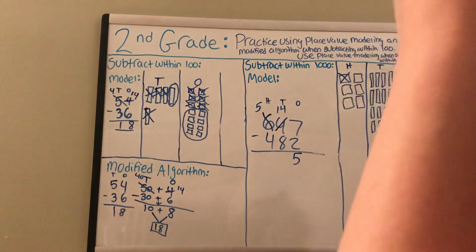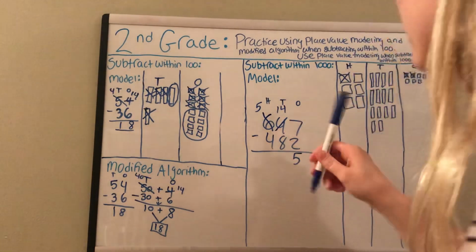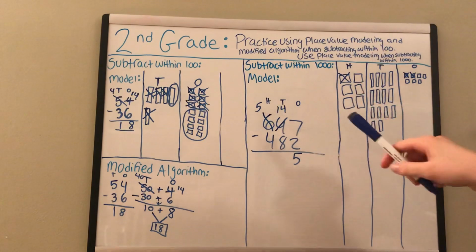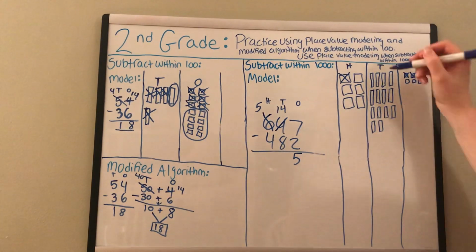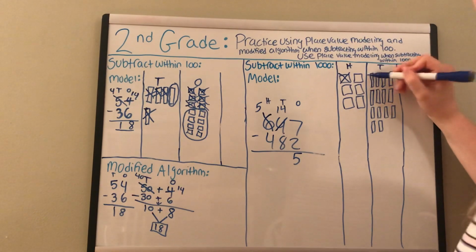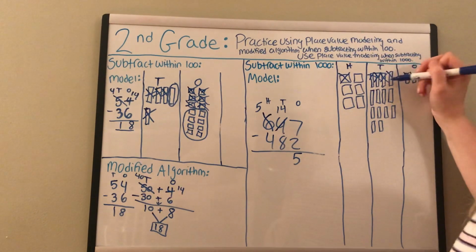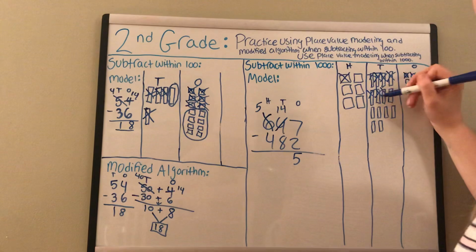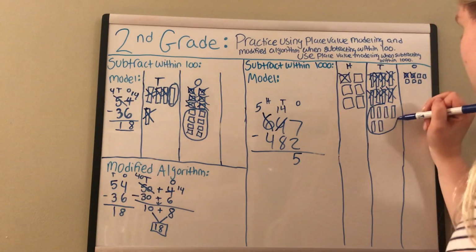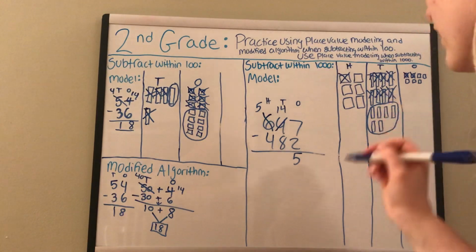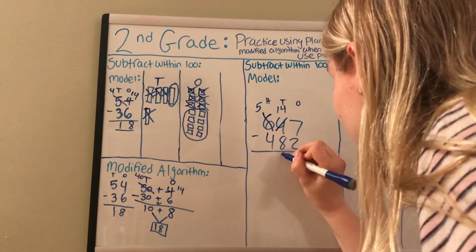14 tens. So we would subtract 14 minus 8. So the students would go over here, they would see the 14, and they would cross out 8. So 1, 2, 3, 4, 5, 6, 7, 8. They are left with 6. So 14 minus 8 is 6.